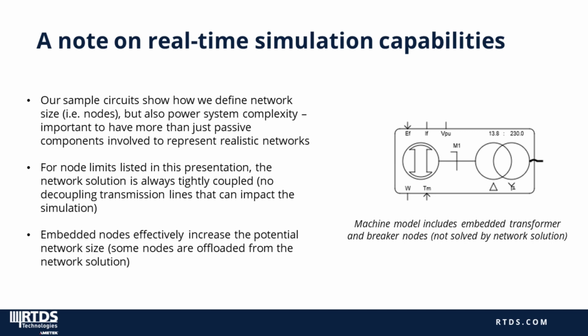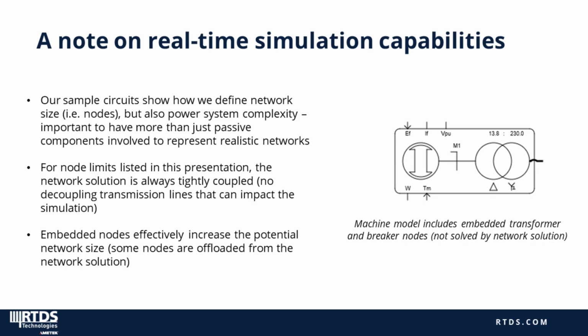It's also important to note embedded nodes. So on some components, like the machine that's on this slide, also on source models and transmission line models, we have some nodes that are embedded in the model itself that aren't solved by the network solution. So this can effectively increase the size of network that you can represent on RTDS simulator hardware. The machine model here includes an embedded unit transformer and breaker nodes as well.